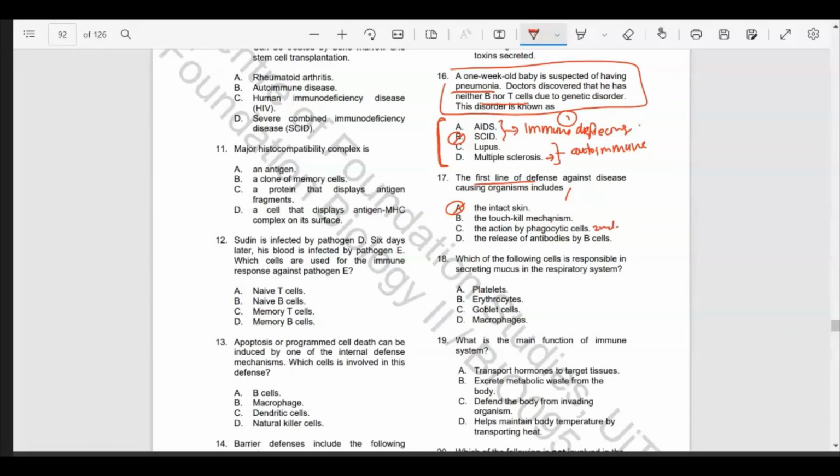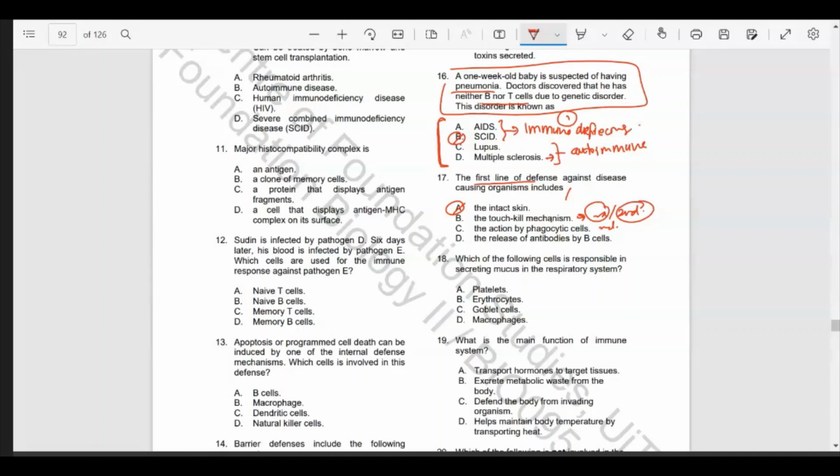Touch and kill mechanism is actually third line defense. What is touch and kill mechanism? Touch and kill can be of two types. It can be third line or second line defense, depending on the cell. If it involves the cytotoxic T cell, it is third line defense. If the touch and kill mechanism is done by the natural killer cell, it is second line defense. What is touch and kill?